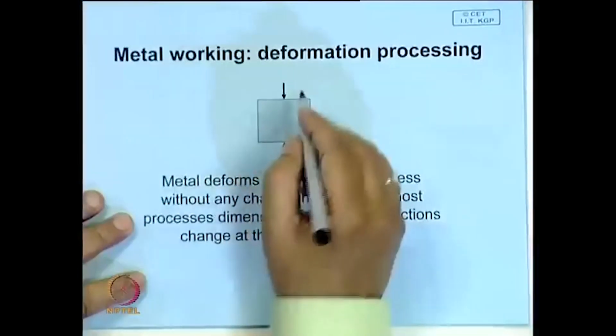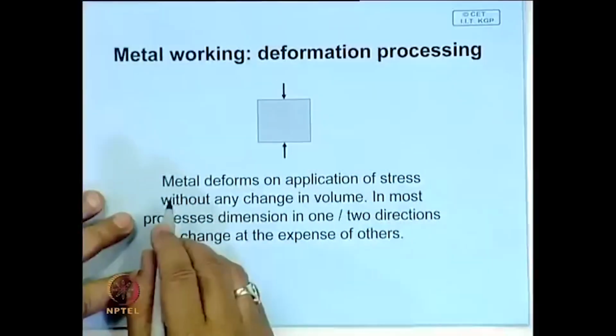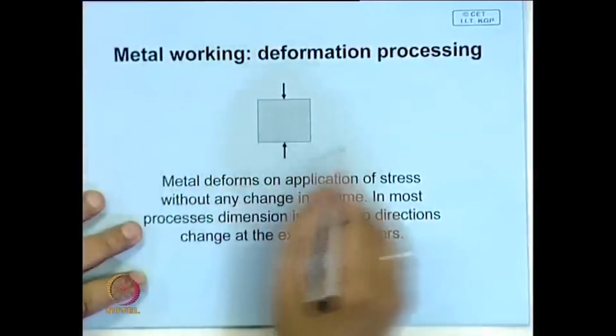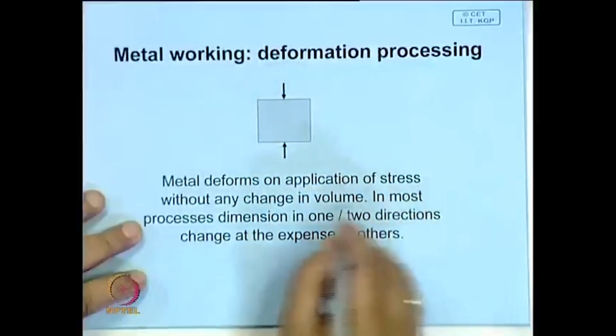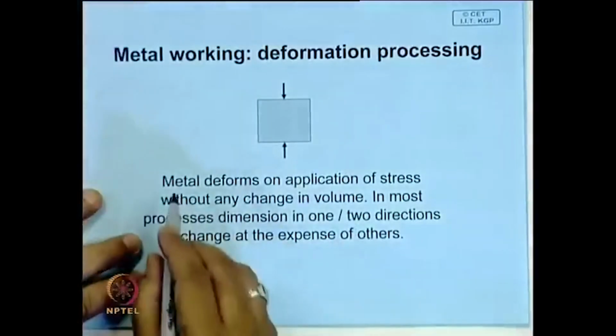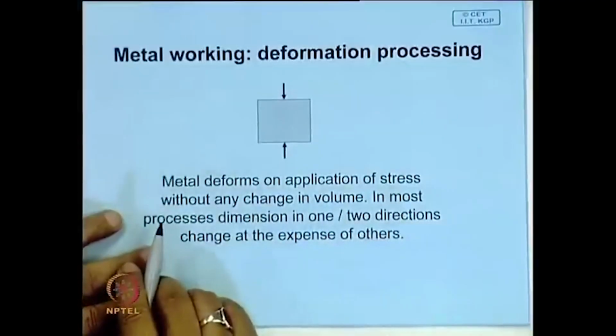Good morning. We have been discussing metal working deformation processing. Last class we primarily looked at the effect of pressure or load that you apply on a material and how the resultant deformation takes place. You will see that metal always deforms with the application of stress, but there is no change in volume. Now, in most processes you will find dimensions in one or two directions change at the expense of others.